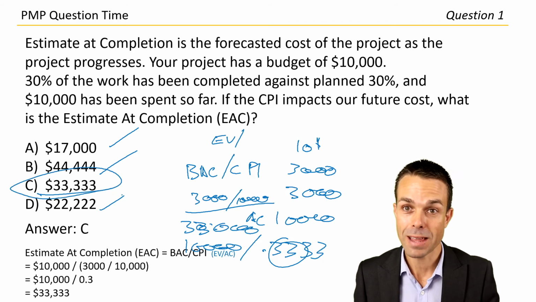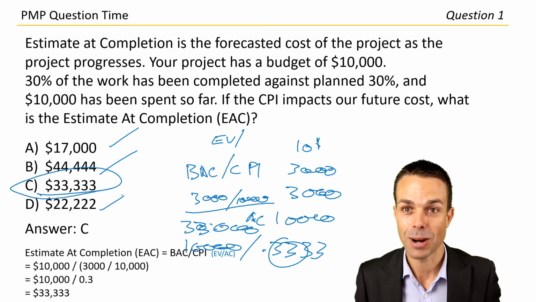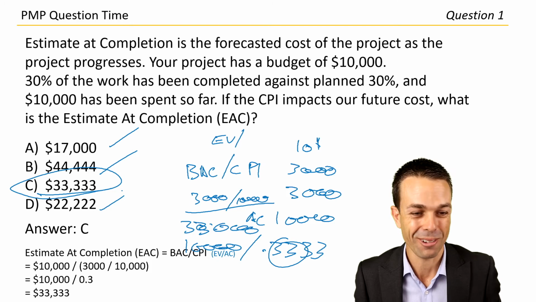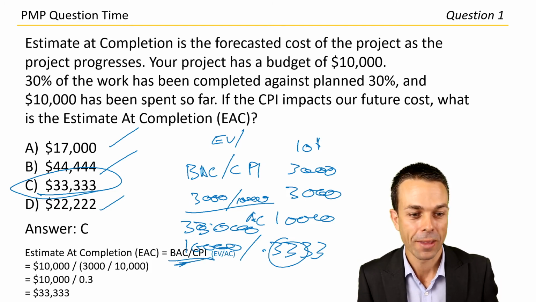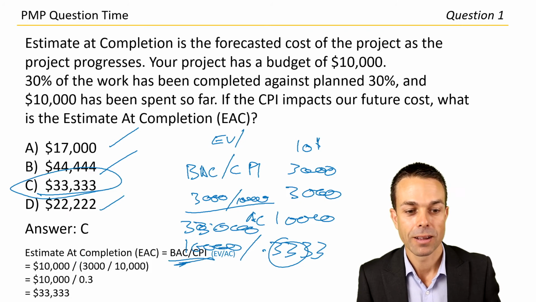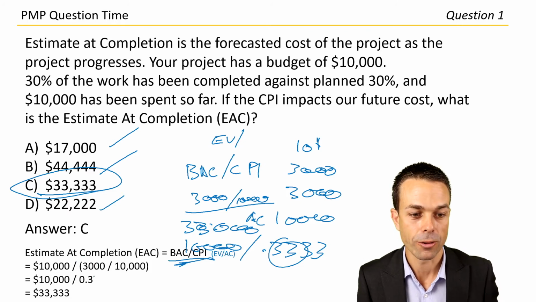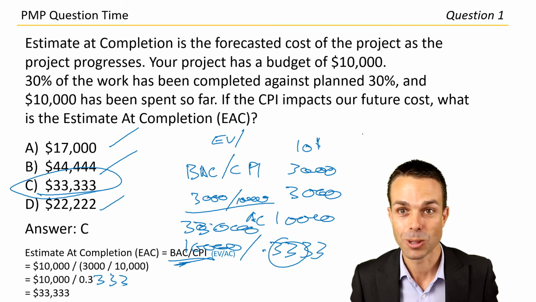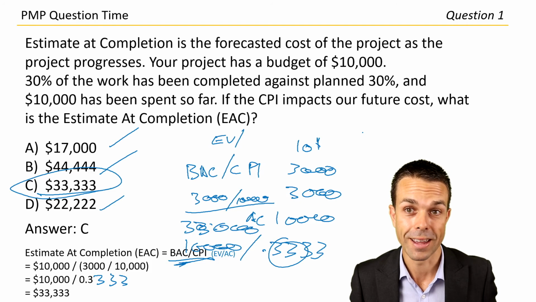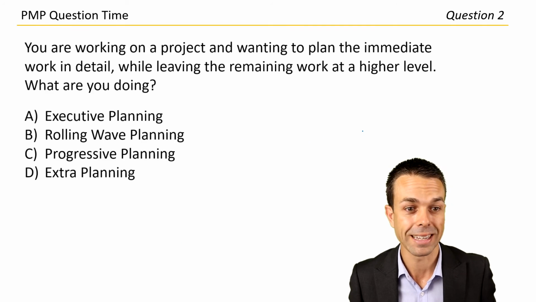Okay, that was a great one. And I remember that from last time. That's the benefit of doing these practice exams. So that's actually a lot of fun. Estimate at completion, budget at completion divided by CPI, 10,000 divided by 0.3333. And that's our 33,333. That's question 1. Wow, they started off on a tricky one there. So let's look at question 2. Hopefully it's a bit easier.